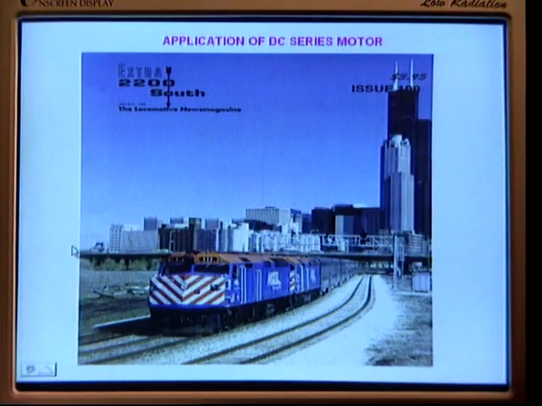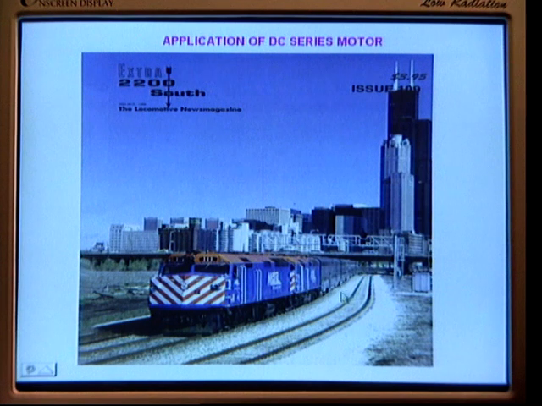Next, these series motors can be used in electric locomotives as well as in diesel locomotives. If you observe, here is a diesel locomotive.